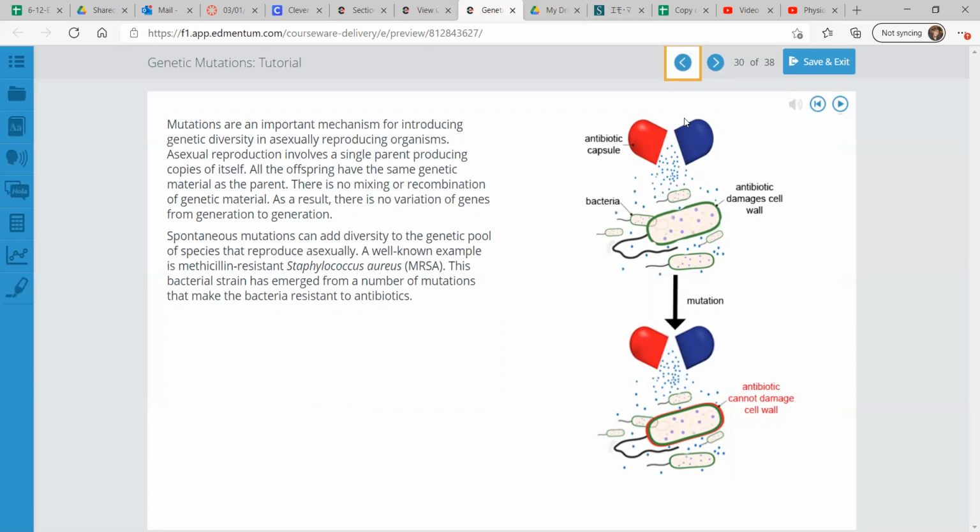Spontaneous mutations can add to the diversity of the genetic pool of species that reproduce asexually. A well-known example is methicillin-resistant Staphylococcus aureus, or MRSA. This bacterial strain has emerged from a number of mutations that make the bacteria resistant to antibiotics. You can see that here, where antibiotic cannot damage a cell wall.